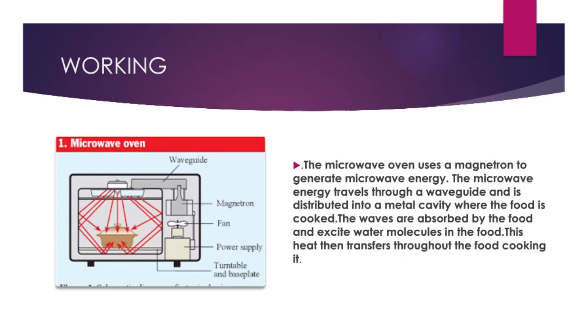The microwave oven uses a magnetron to generate microwave energy. The microwave energy travels through a waveguide and is distributed into a metal cavity where the food is cooked. The waves are absorbed by the food and excite water molecules in the food. This heat then transfers throughout the food, cooking it.